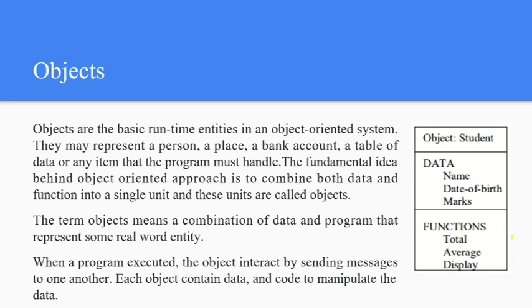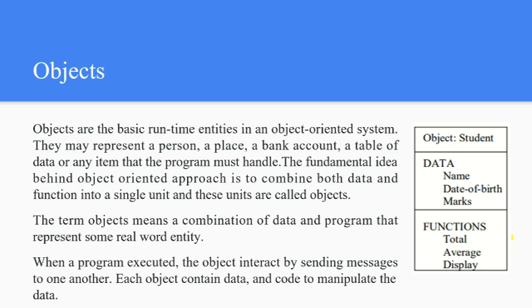Objects are the basic runtime entities in an object-oriented system. They may represent a person, place, bank account, table of data, or any data that the program must handle. The fundamental idea behind object-oriented programming is to combine both data and function into a single unit, and these units are called objects. The term object means a combination of data and programs that represent some real-world entity. When a program executes, the objects interact by sending messages to one another. Each object contains data and code to manipulate the data.